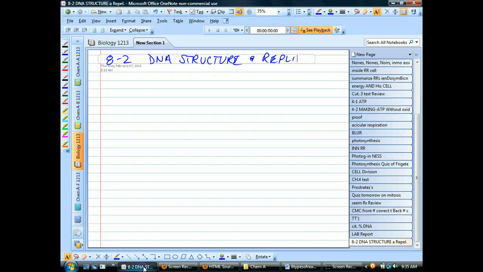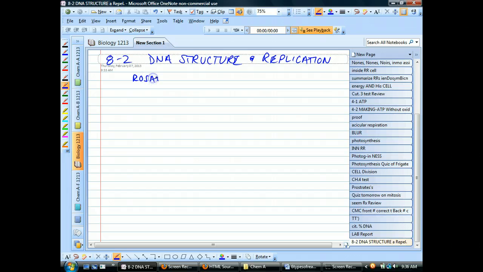So here we go. DNA structure and replication. Now, we put these together because I don't know if you picked up on this in the movie about Watson and Crick, but I mentioned this a few times also. Watson and Crick did not discover DNA, okay? They did not even discover that it was the genetic material. That was Griffith, Avery, and the Hershey-Chase experiment, okay? What they did discover was the structure.